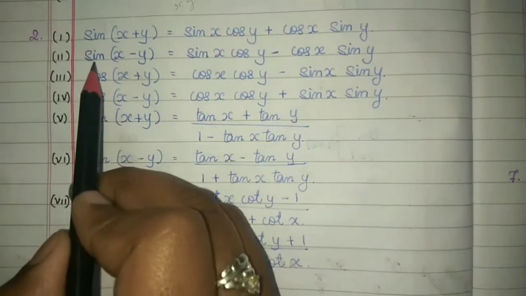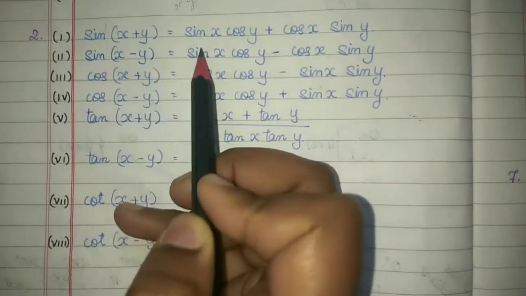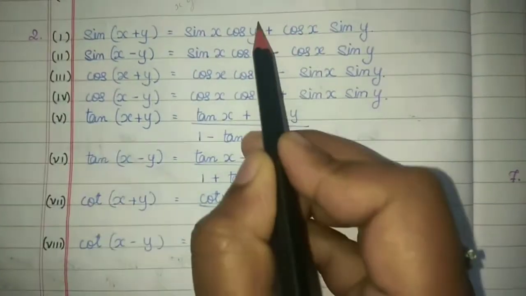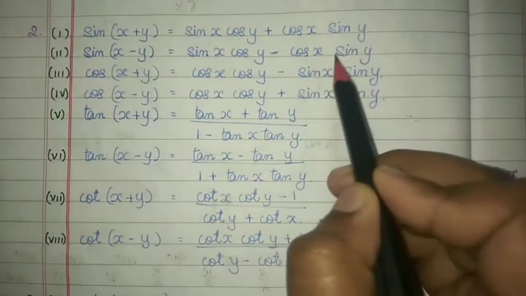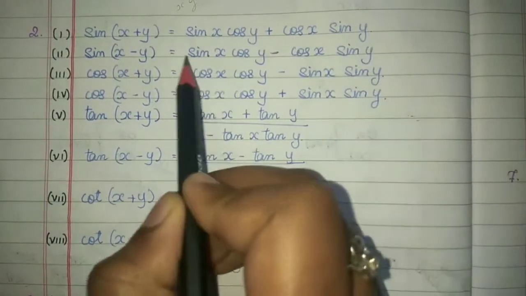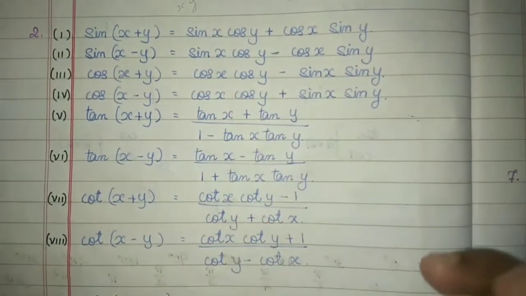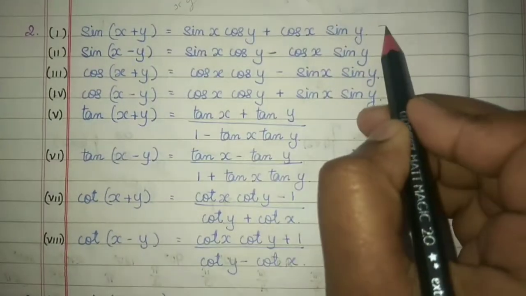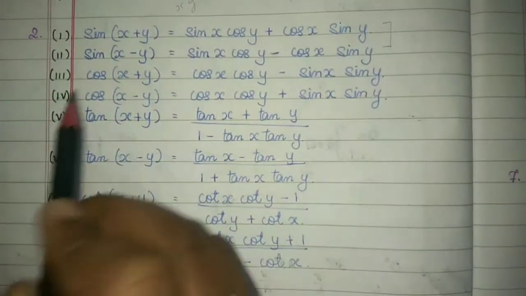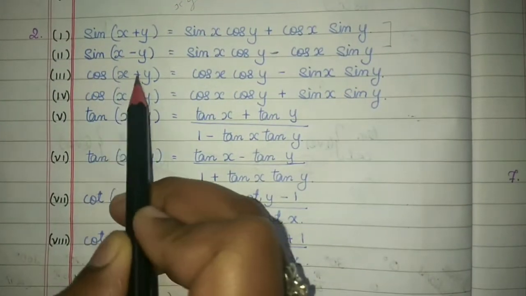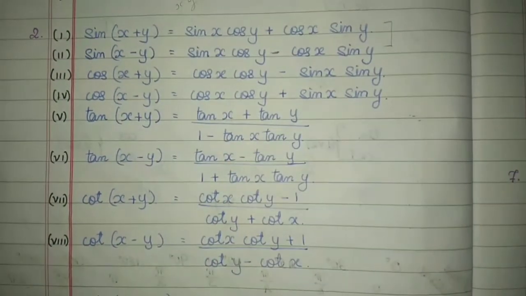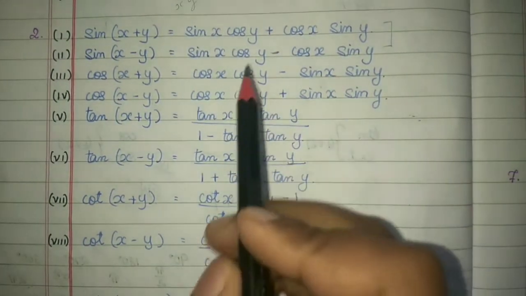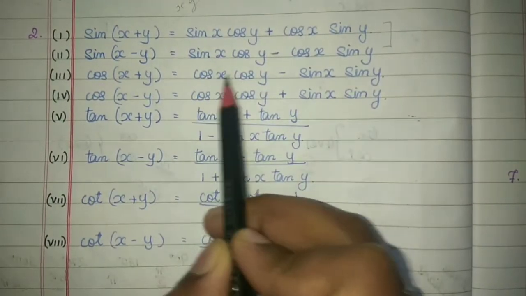And for minus, sin(x minus y) is equal to sin x cos y, as it is, only the sign will change: minus cos x sin y. So sin x cos y minus cos x sin y. I think these two will be clear for you. So now next it is cos(x plus y). For cos, it will be cos and sin separated. So that is cos x cos y.